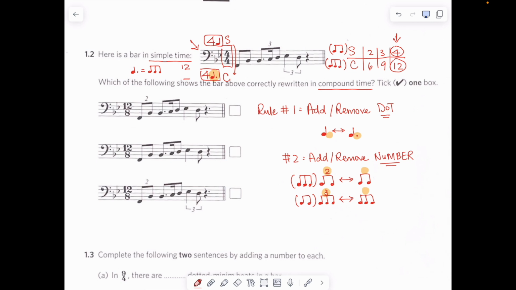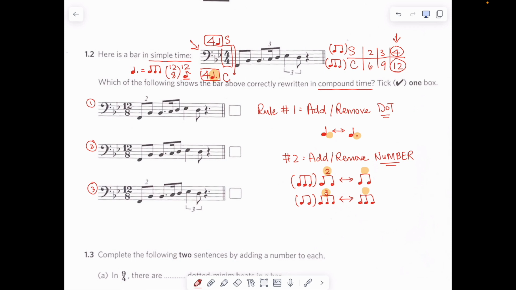So 4 dotted crotchets means I will have 12 quavers in a bar. Now, what is 12 quaver? 12 quaver is 12/8 time. This is the first thing you want to look at in your choices. So we've got choice 1, choice 2, choice 3, right?